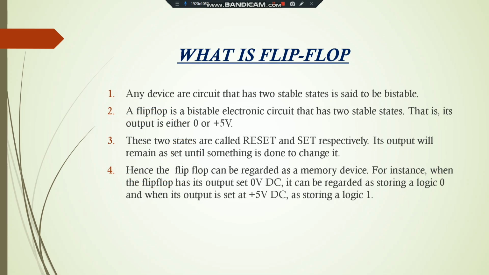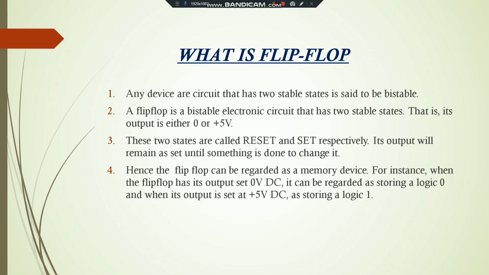First, what is a flip-flop? Any device or circuit that has two stable states is said to be bistable. A flip-flop is a bistable electronic circuit that has two stable states, that is, its output is either 0 or plus 5 volt. A flip-flop is also a bistable device because it has two stable states, which are 0 and plus 5 volt.